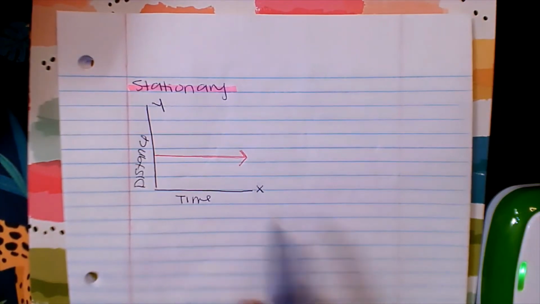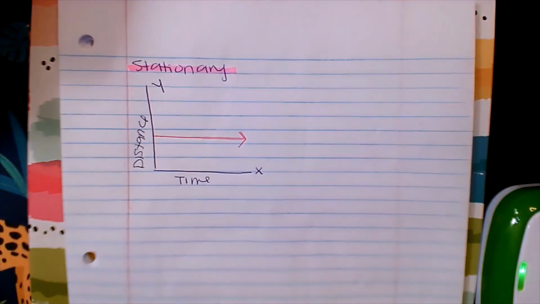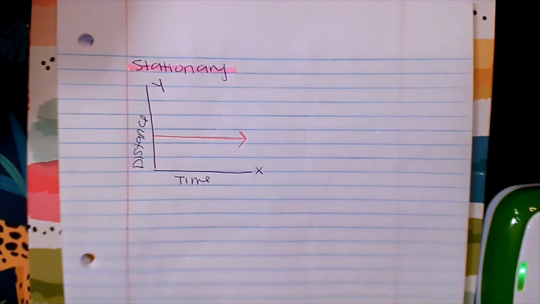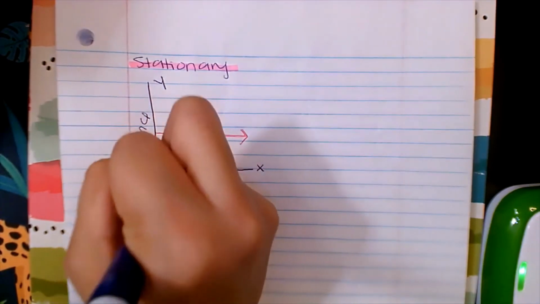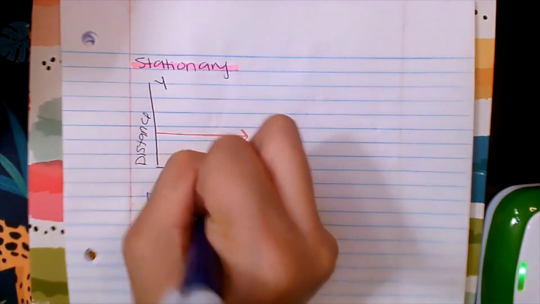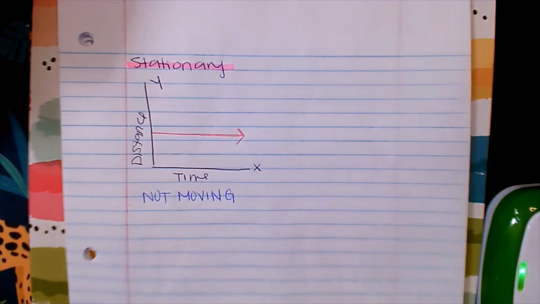And after we go over these notes, we're going to go ahead and see some more problems where we're going to put these types of graphs into some kind of real life example. So it'll make a little bit more sense. But all we need to know for a stationary graph is that this is not moving, because it's just a straight line. There's no acceleration, there's no deceleration, it's just straight.